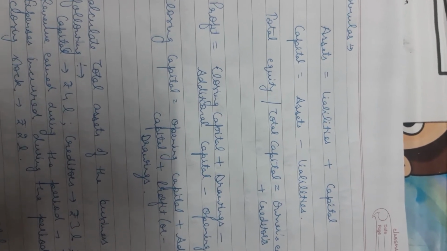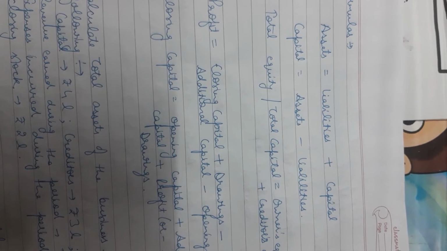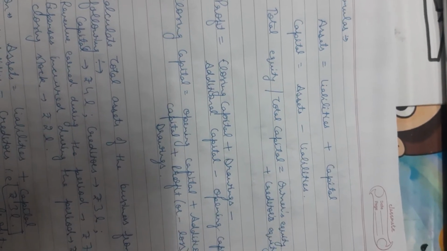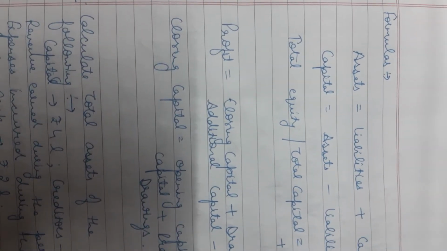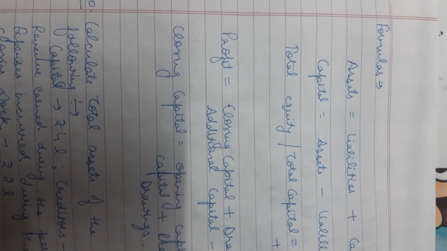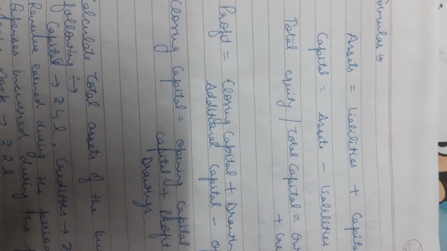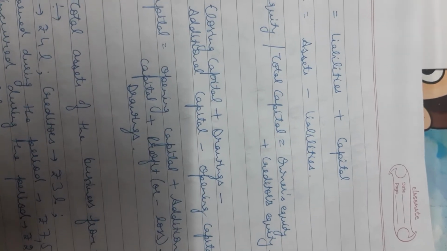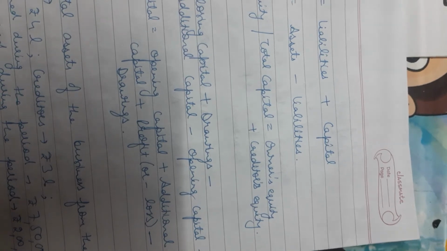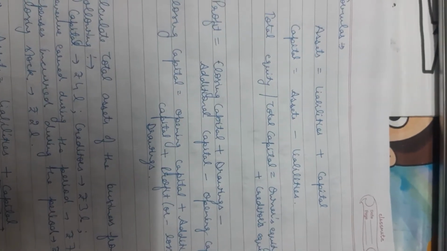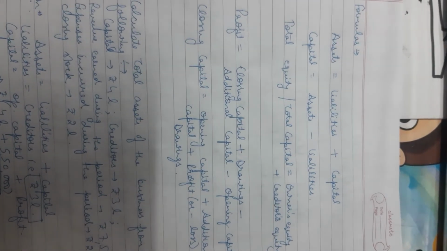Again, from the same formula, if we want to know the liabilities, then assets minus capital will be equal to liabilities. The other formula is total equity. Total equity means total investment in the business. Total investment can be either by the outsiders or insiders. When insiders invest money, that is owner's equity. When outsiders provide money to the business, that is creditor's equity.